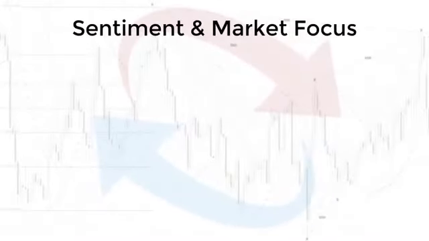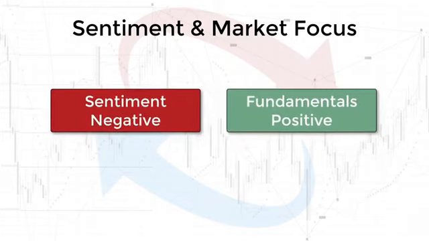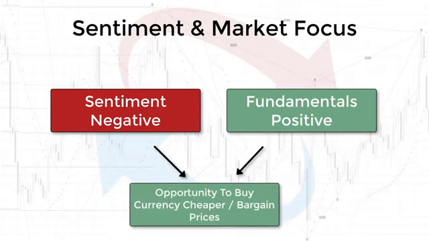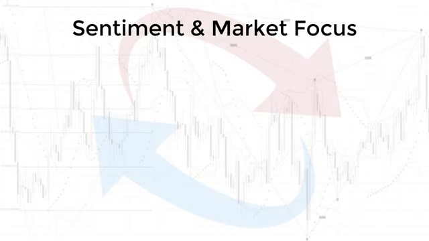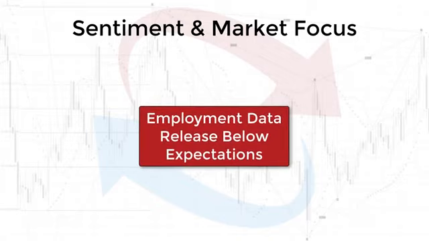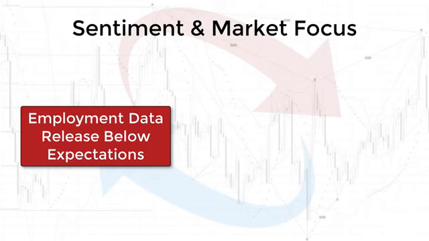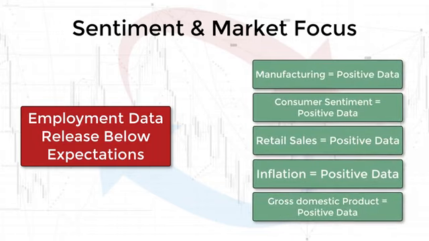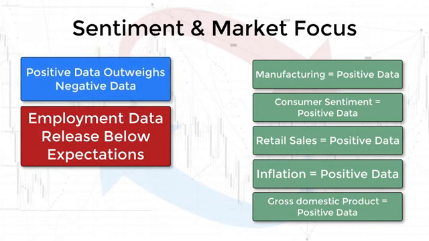If market sentiment and fundamentals don't align, opportunities can arise to buy a currency for a bargain price if the overall fundamentals for that currency are still positive. An example of short-term negative sentiment but long-term positive fundamentals would be when a single news event like employment data is released and the figure is below projected expectations. Short-term sentiment would be present and cause the market to fall until it is realized that it may be the only negative data when compared to the other data that make up the overall health of the economy.